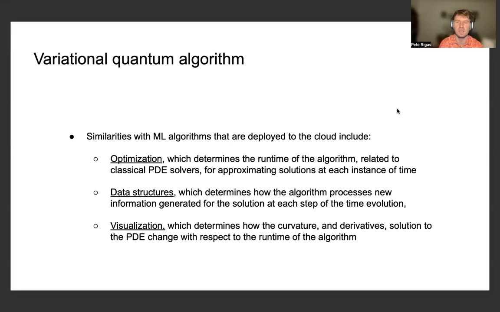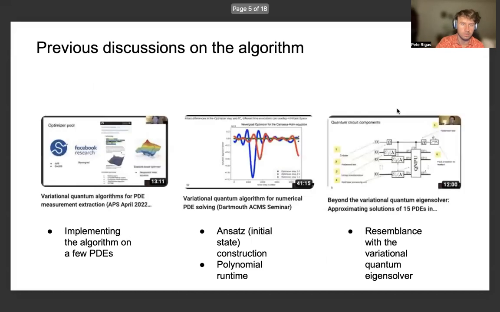As well as in the second item, we have to make use of a data structure, which determines how the algorithm processes new information generated for the solution at each time step of the evolution. And in the third item, we also have to keep in mind that visualization is also very important of several AI-related algorithms and also with this variational quantum algorithm, because it helps us determine how the curvature and derivatives of different solutions to PDEs can change with respect to each instance or each numerical experiment that we run and overall the runtime of the algorithm.